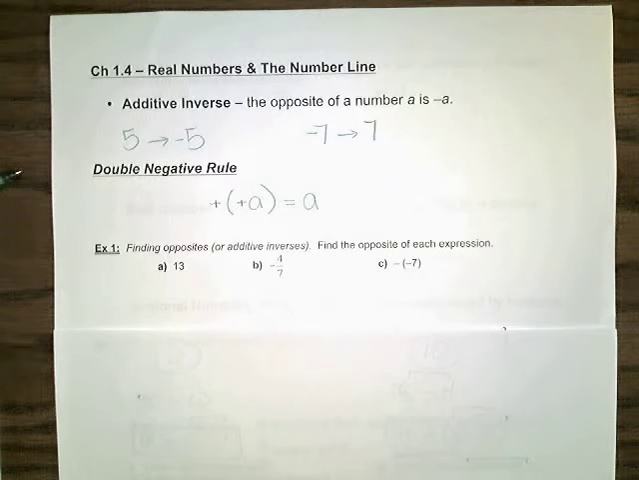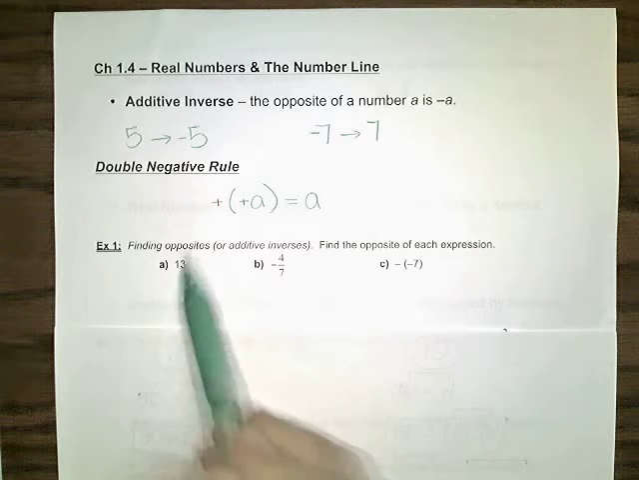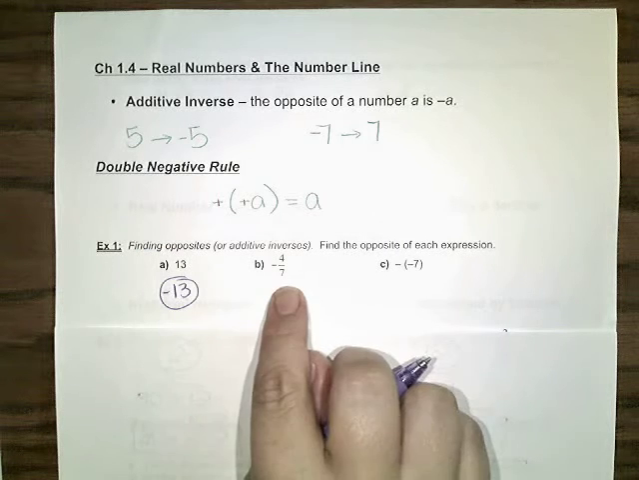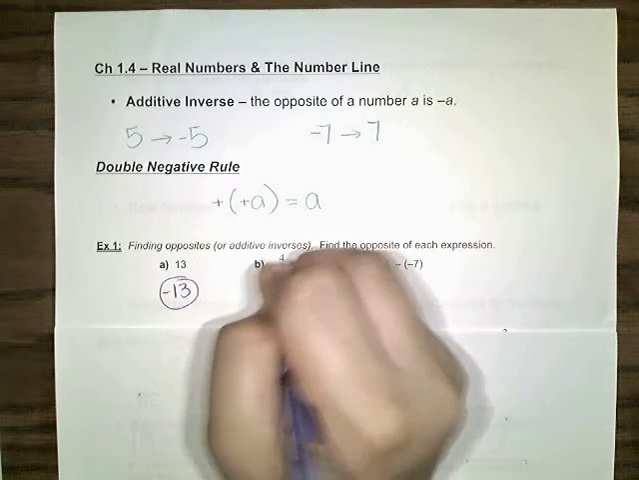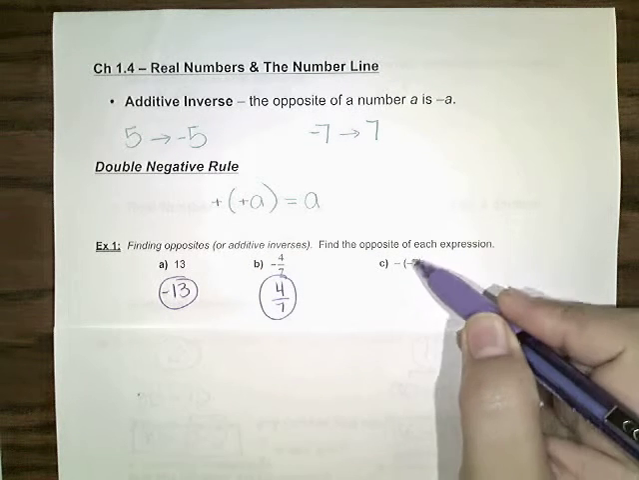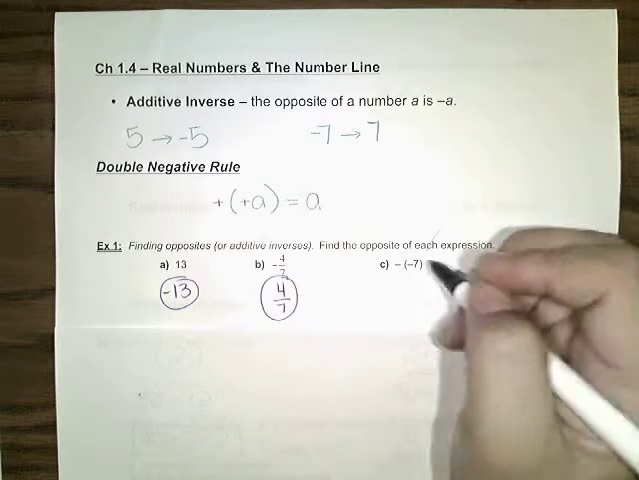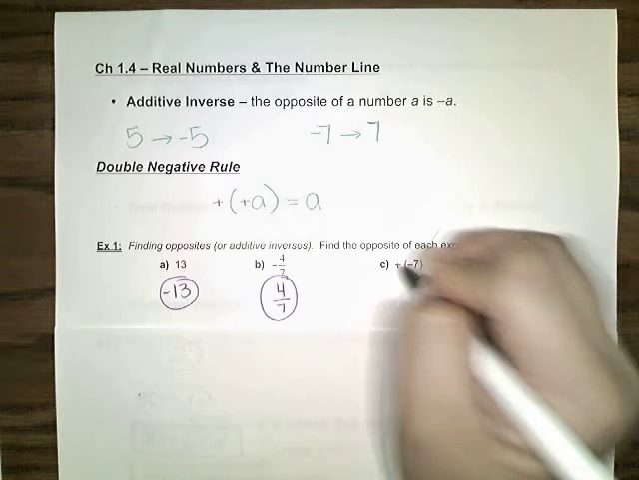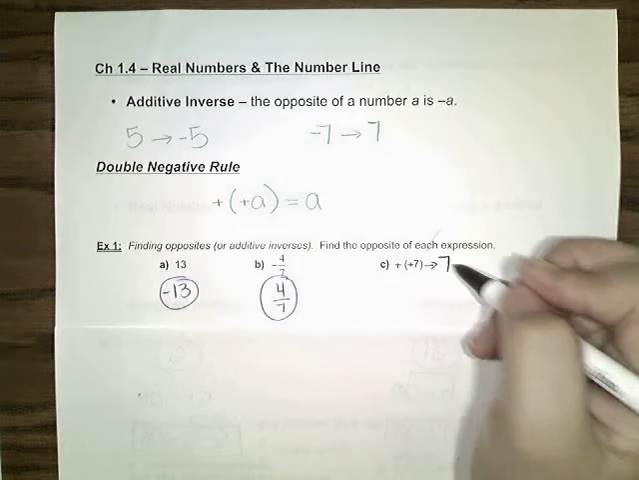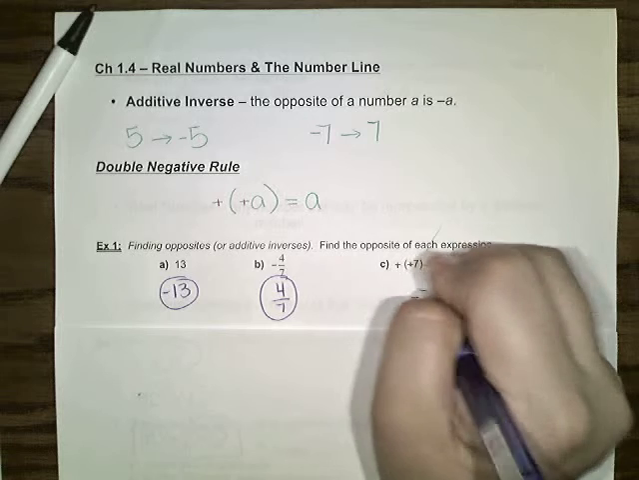So example 1a, we're just asked to find the opposite or the additive inverse of each expression. So the opposite of 13 is -13. The opposite of -4/7 is +4/7. And then this one's a little bit weird because it's not completely simplified to start off with. So let's simplify that first. First off, we have a negative and a negative, which cancel out to really give us 7. So we're saying, what is the opposite of 7, which is -7?